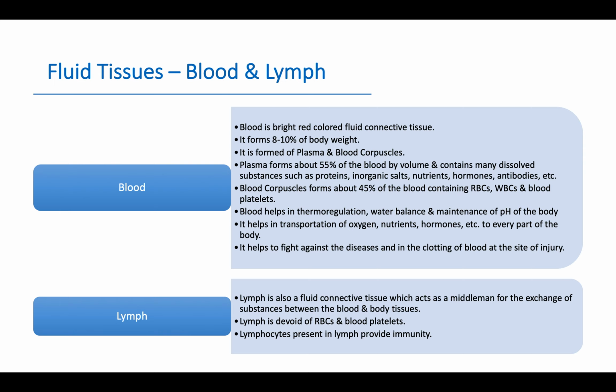Lymph. Lymph is also a fluid connective tissue which acts as a middleman for the exchange of substances between the blood and body tissues. Lymph is devoid of RBCs or red blood cells. These are not present in lymph. Lymph is pale yellow in color. Blood platelets are also absent in lymph. Lymphocytes present in lymph provide immunity.